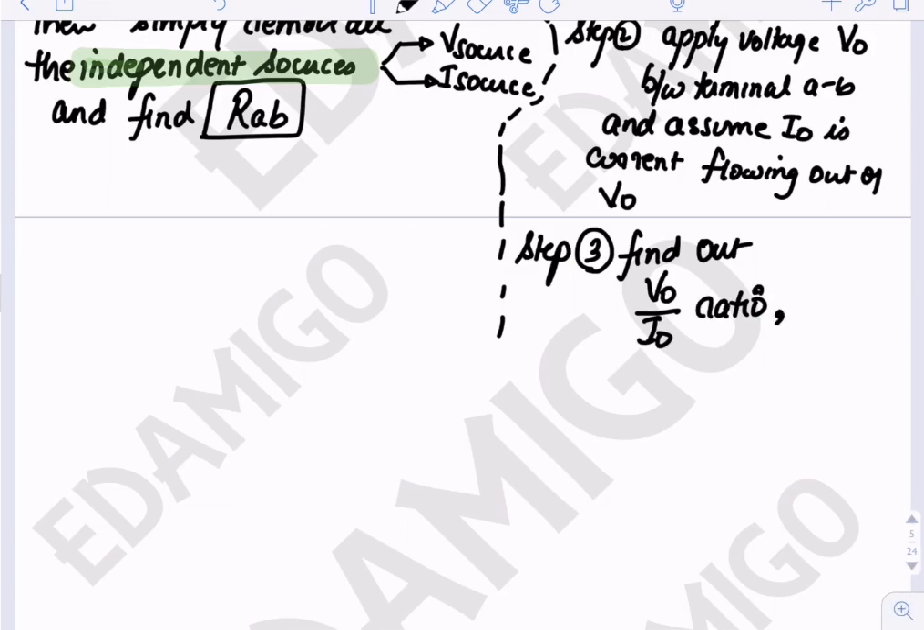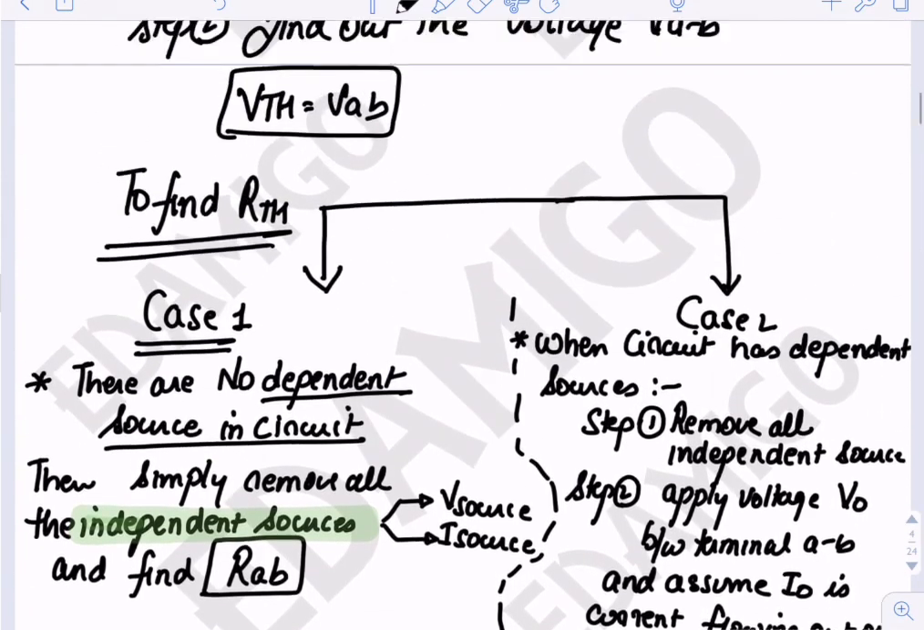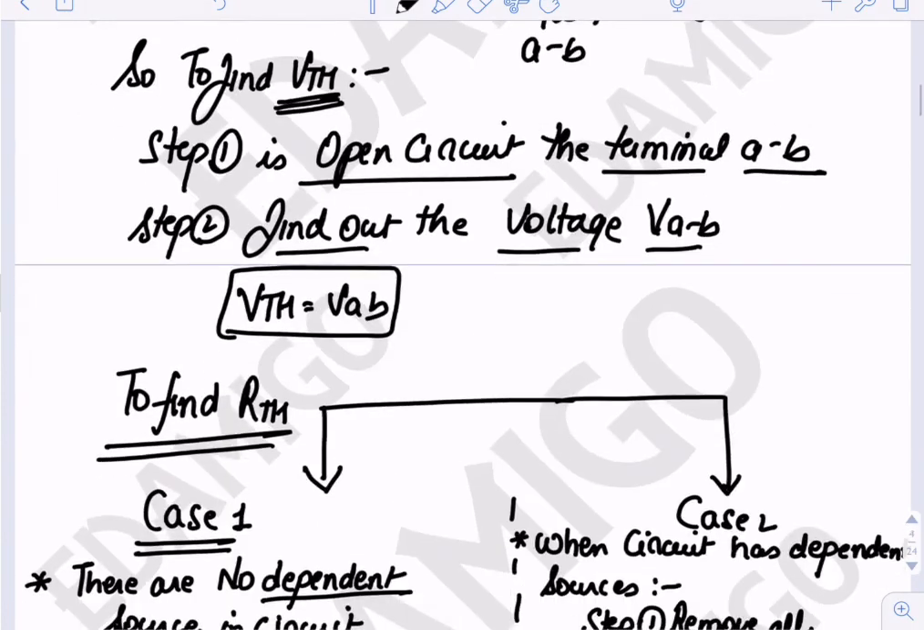Now RAB is equal to RTH, which is equal to VO upon IO. So this is the simple method. I'm just repeating it again. To find out VTH, open circuit the terminals A and B and find out the VAB voltage. Simple. That is our VTH.